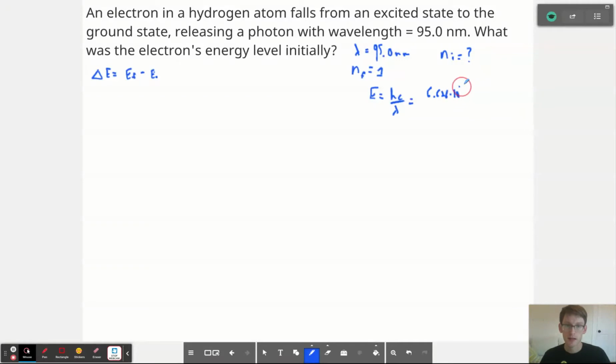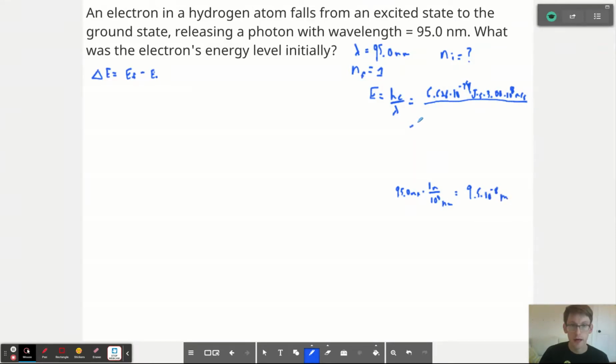which is equal to 6.626 times 10 to the negative 34th joule seconds times 3.00 times 10 to the 8th meters per second. And I'm dividing by my wavelength, which is 95 nanometers. There's a problem here because I've got nanometers and my speed of light is in meters per second. So over here, I'm just going to quickly figure this out. I've got 95.0 nanometers times 1 meter over 10 to the 9th nanometers. And that's going to be equal to 9.5 times 10 to the negative 8th meters.